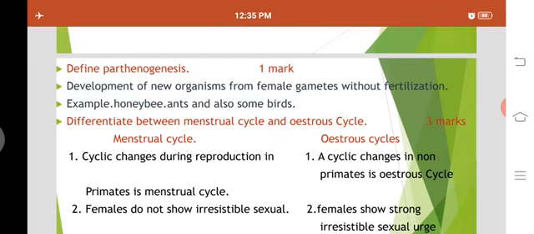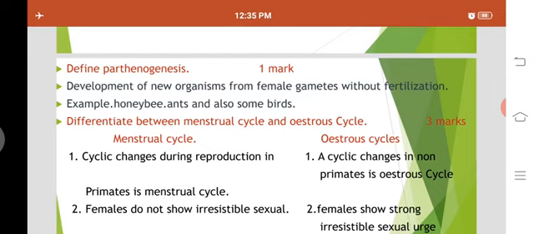What is parthenogenesis? You have already studied the events in sexual reproduction in detail: the pre-fertilization event, fertilization, and the post-fertilization event. The first step is the pre-fertilization event.